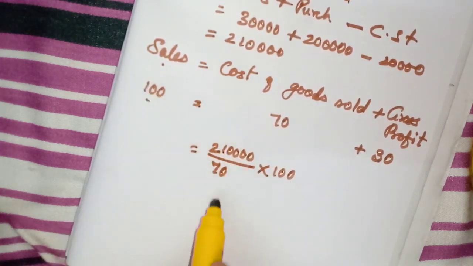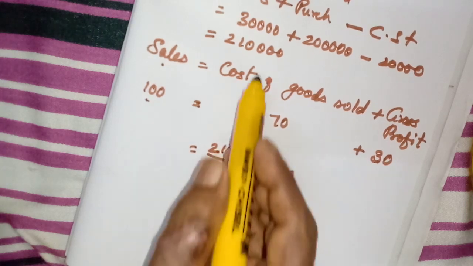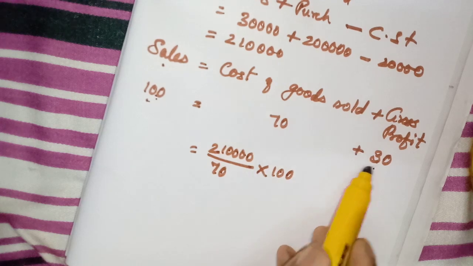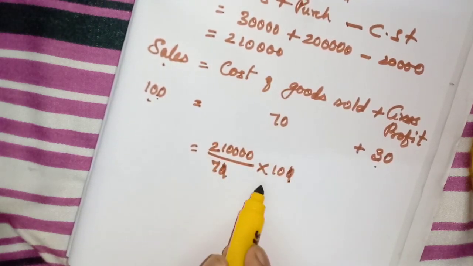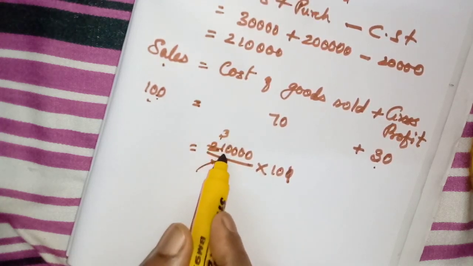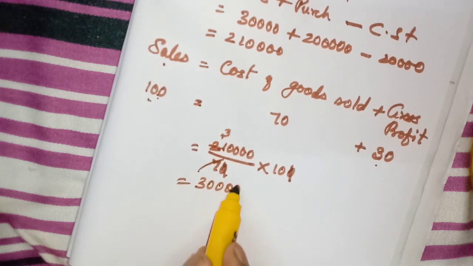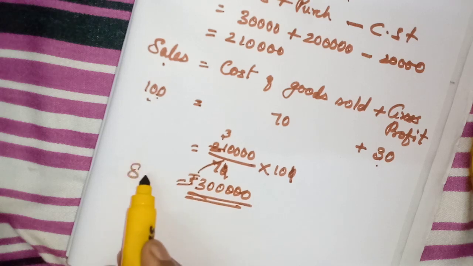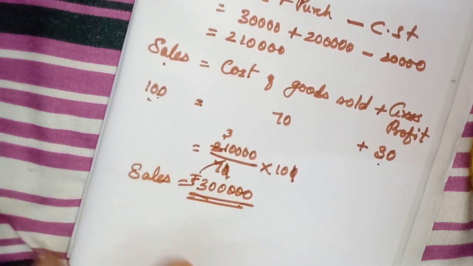100 is how much, isn't it? If cost of goods sold is 70, so 70 is 2,10,000. Then how much is sales? Okay, profit they have given percentage. So this one simplify, 10, then 7, 3 7s are 21, 3 1 4 0 5 0. Okay, 3 lakh rupees is the sales. Okay, like this you have to do.